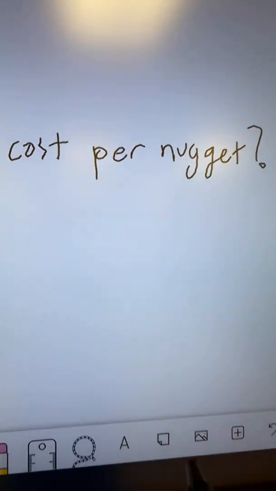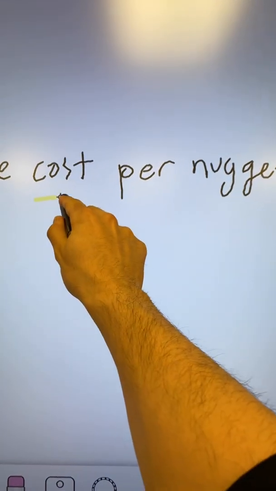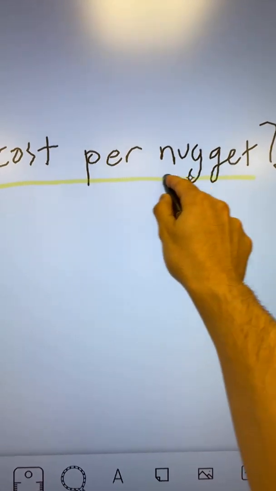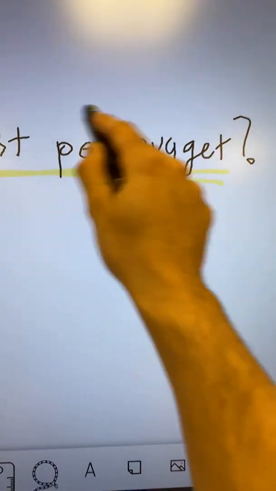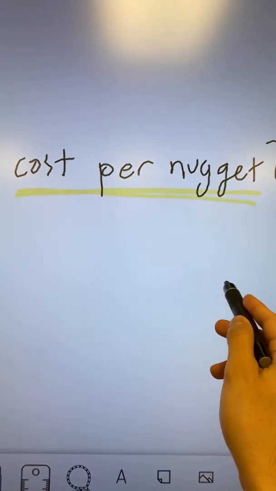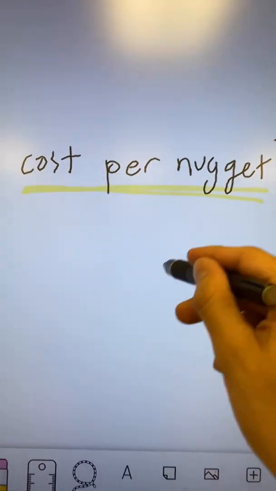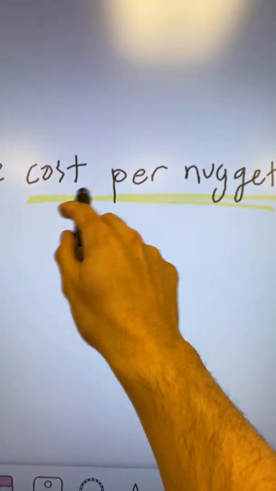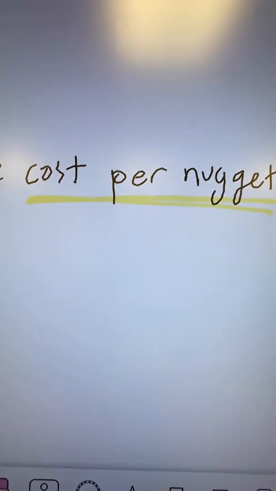To answer this question, look, the cost per nugget, this is a clue as to how to set it up to figure out what is the cost per nugget. It's actually built into what you're trying to figure out. We want the cost per nugget, and here's how you do it. So I'm going to show you how this is the clue to answering that question.